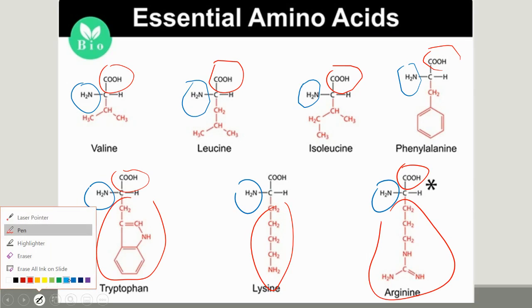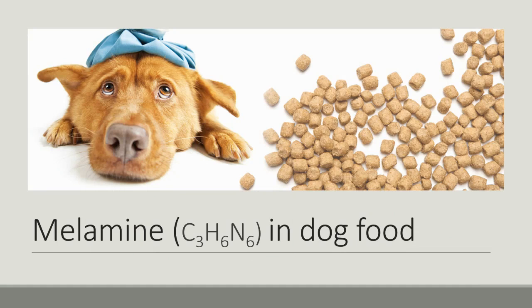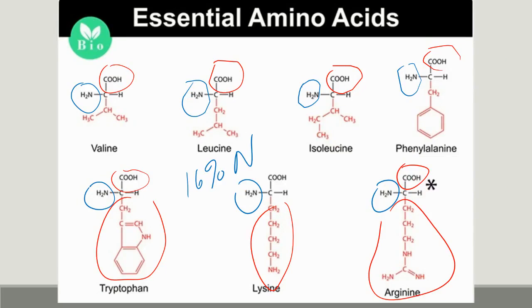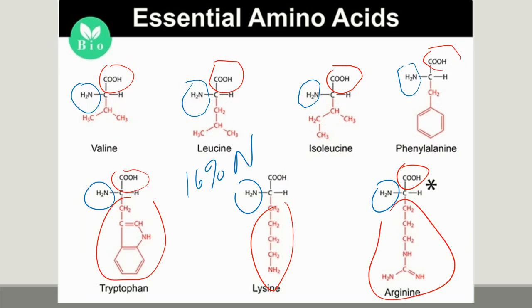So all of these are about 16% nitrogen on average. It used to be, when they were figuring out if dog food was made correctly, they would just test the dog food and make sure you had 16% nitrogen. And if you had 16% nitrogen, you were more than likely putting the essential amino acids in there.